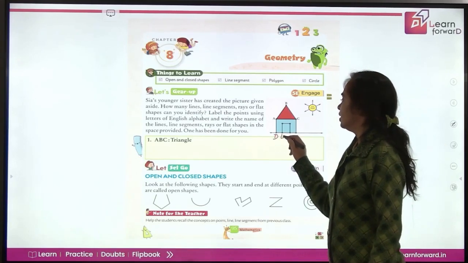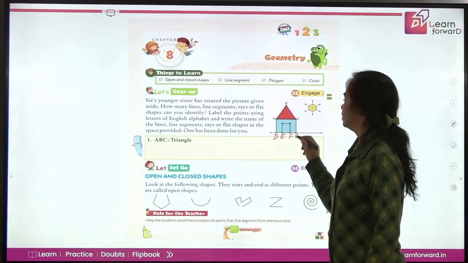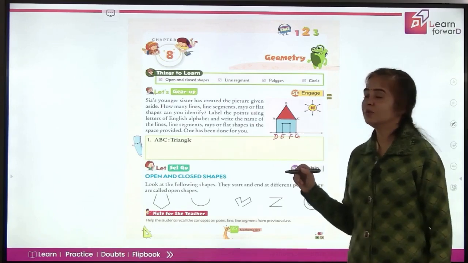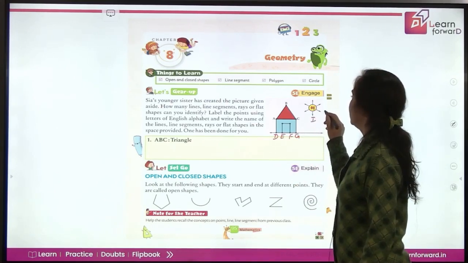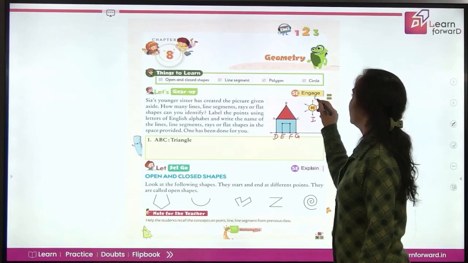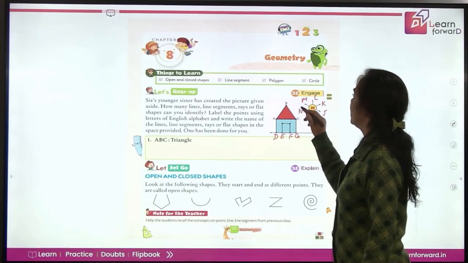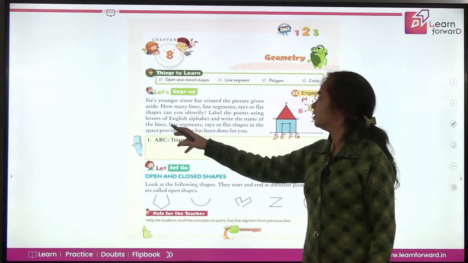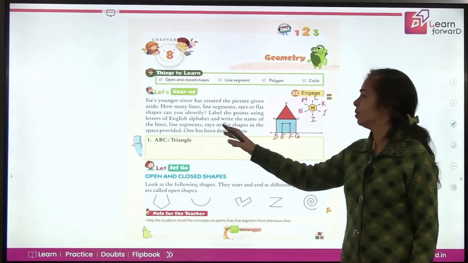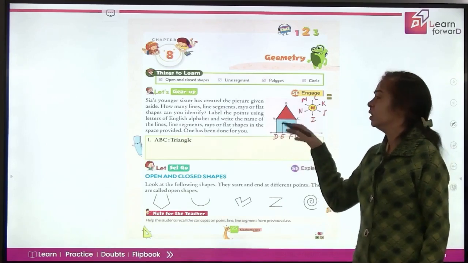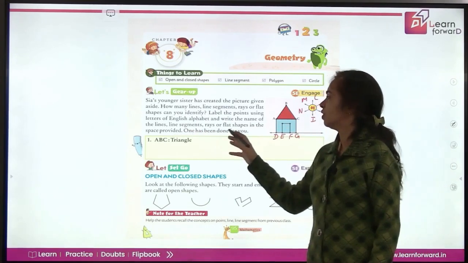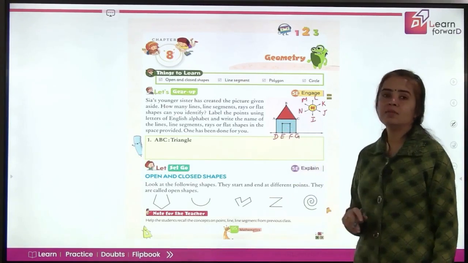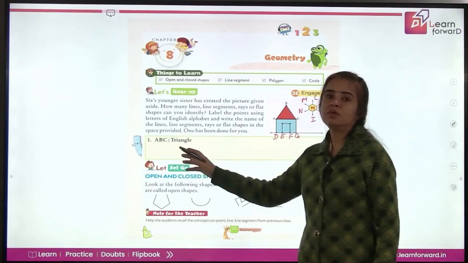D, E, F. This is G. Now here, let the sun be H because that has to be the starting point. Then I, J, K, L, M, N. Now what do you have to do? You have to write the names of lines, line segments, rays or flat shapes that you see here in the space provided. One has been done for you. They have already mentioned that ABC is a triangle.